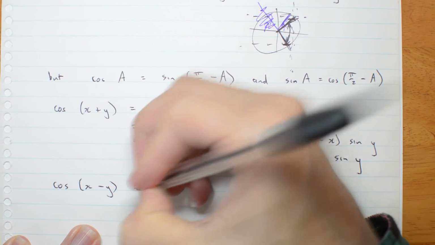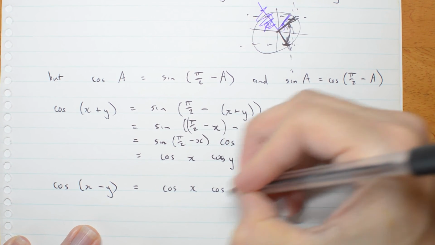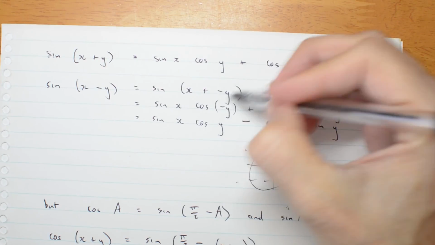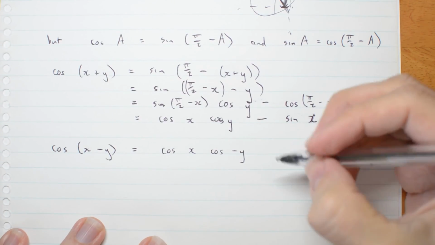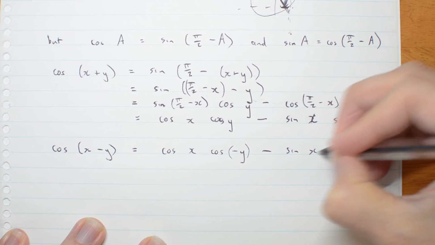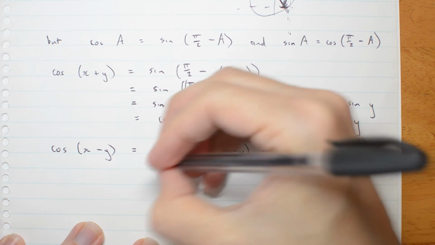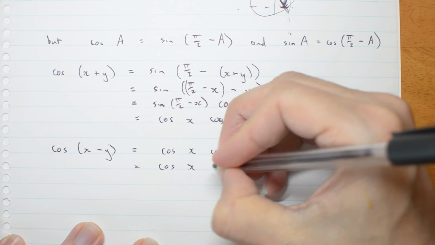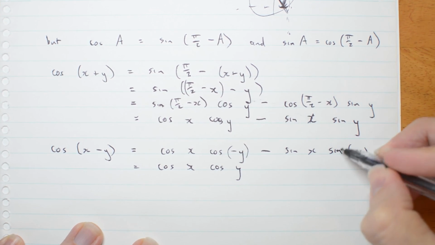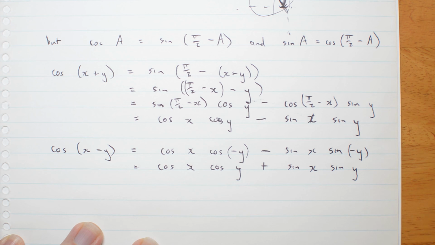X minus y is just going to be here. It's cos x cos negative y. Oh, I skipped this step. Hopefully you can make sense of it without that. Minus sine x sine minus y. But cos minus y is just cos y. Sine negative y is negative sine y. So this sign changed. And there's my cos for angle difference rule.